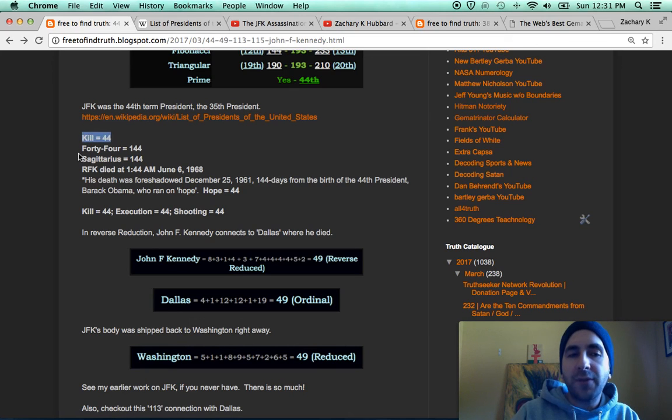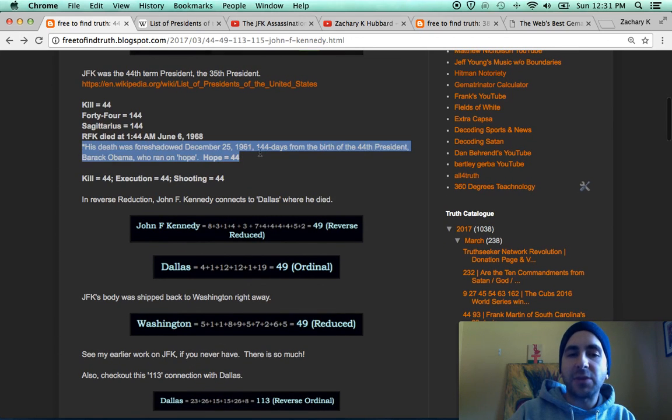Kill equals 44. If you write out 44 as a word, it sums to 144. Just like if you write out Sagittarius. And JFK died on the first day of Sagittarius, November 22nd, 1963. His brother would die at 1:44 in the morning, June 6th. Remember, Robert Kennedy equals 66, so does Sirhan. Robert's 33, Kennedy's 33, Sirhan's 33. Dead on 6/6 at 1:44 in the morning.